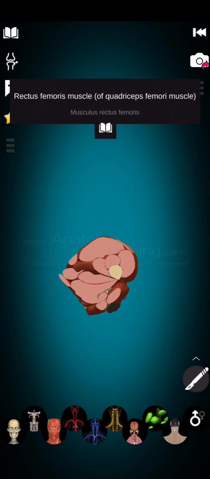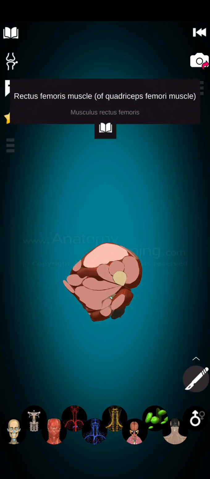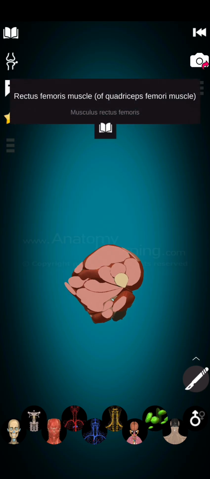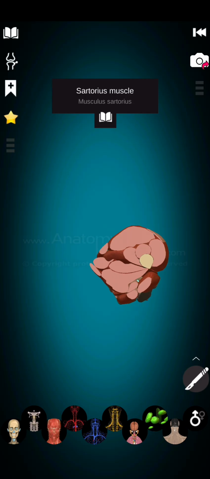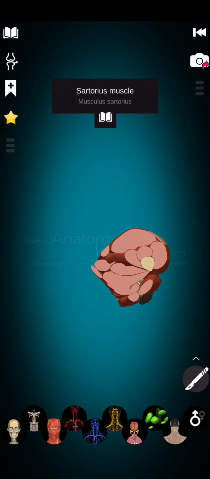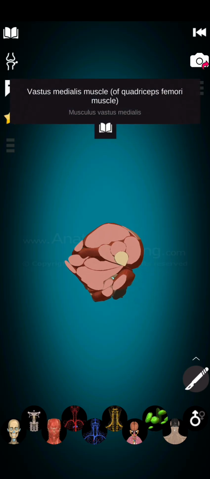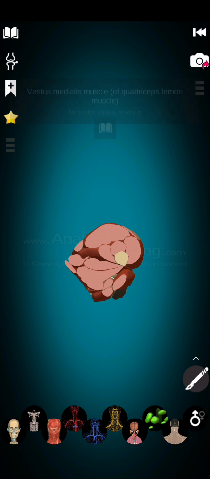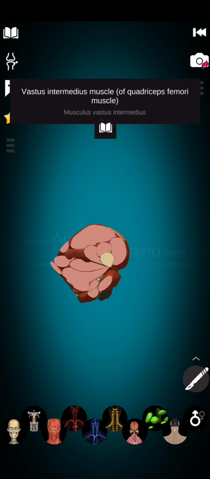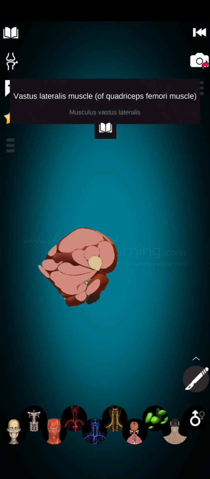So we have this muscle in front here, which is called the rectus femoris. Rectus femoris, and then from there we also have this other guy here who is called the sartorius muscle, and then from the sartorius muscle we're going to have this guy here who is called the vastus medialis muscle, and then here we have the vastus intermedius and the vastus lateralis.